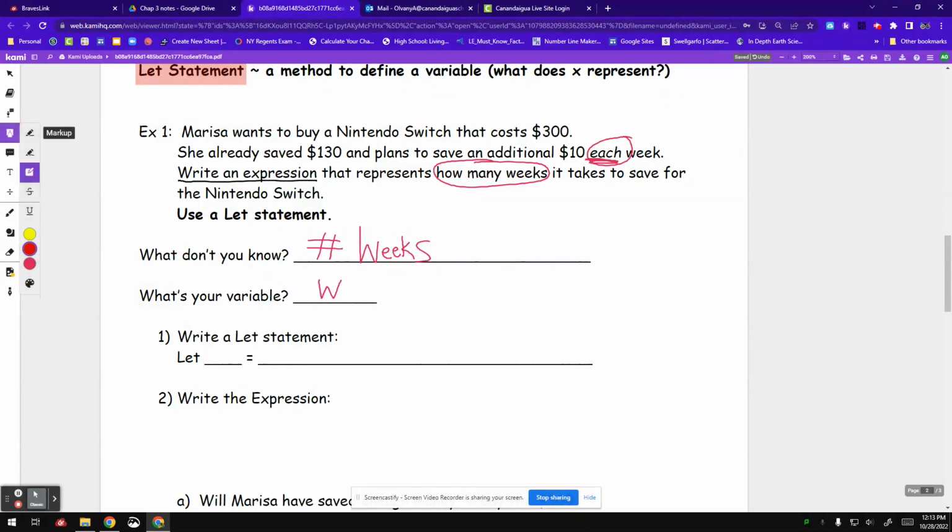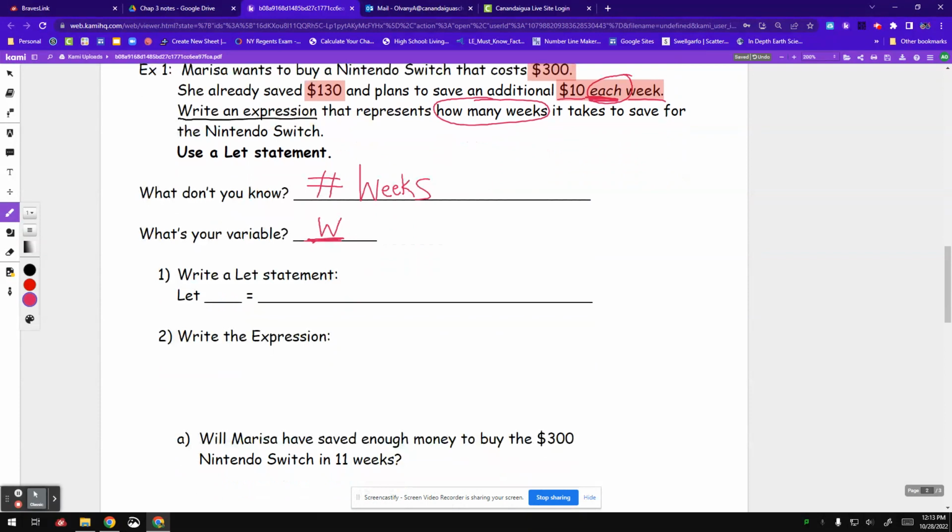All right, so let's see what we have. We have a total cost. We know that Marissa already has $130 and she's going to save $10 each week. The W is the number of weeks. So if I want 10 for each week, I'm going to have 10W. I'm skipping ahead. 10W. Got ahead of myself.